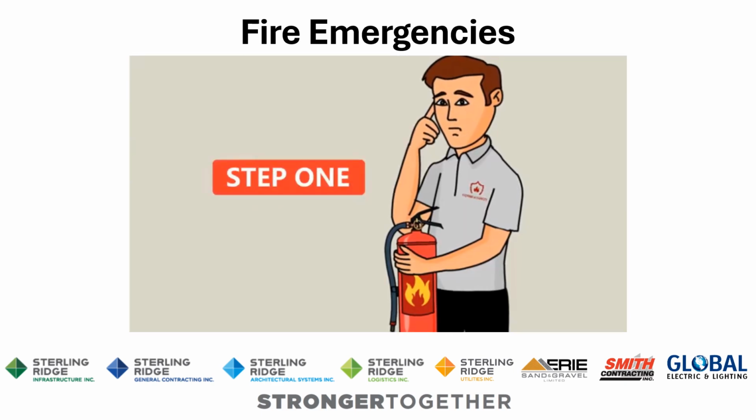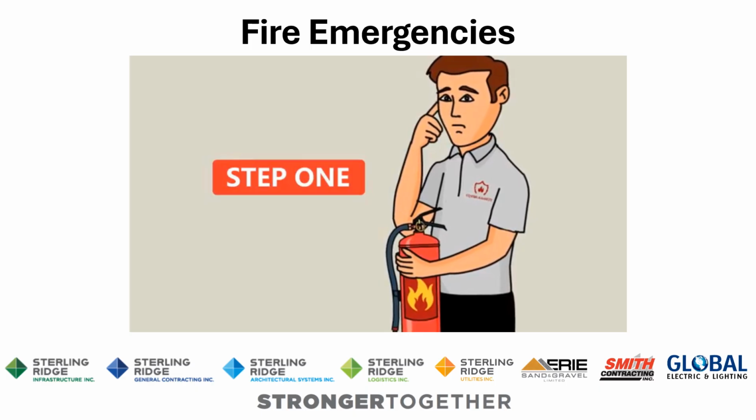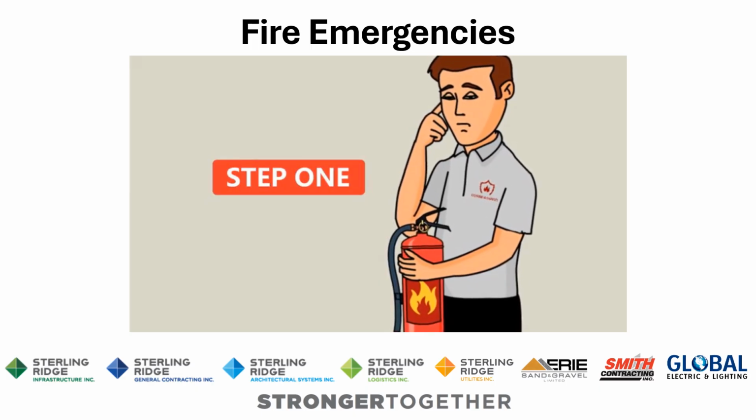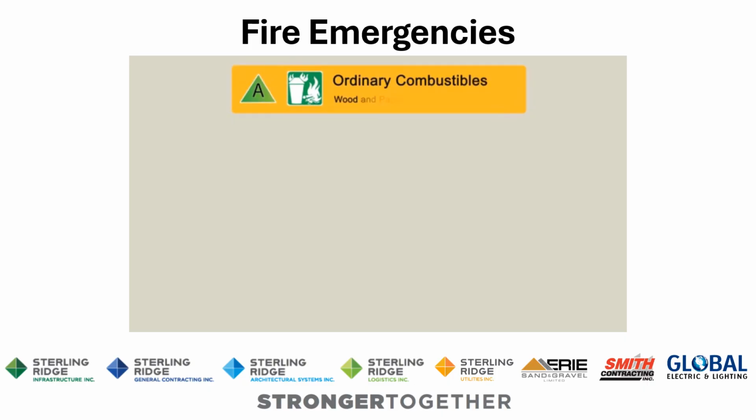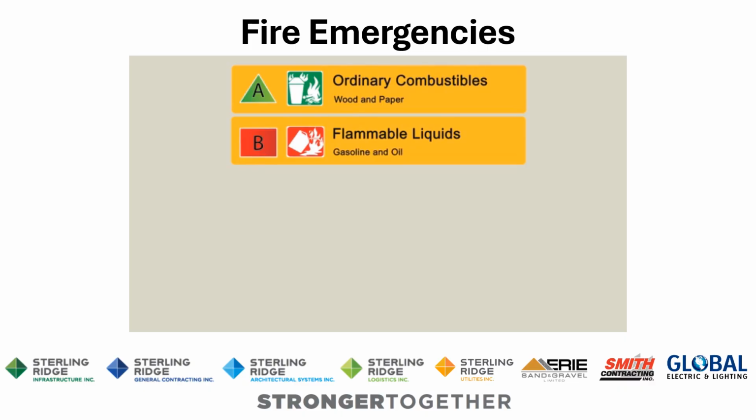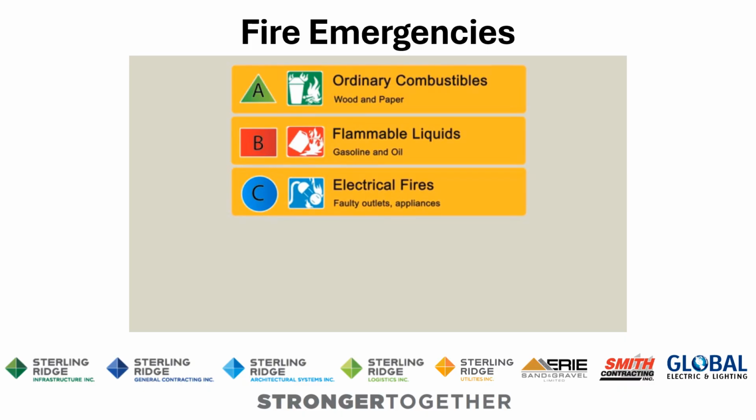Step 1. Check to make sure the fire extinguisher you have on hand is the correct type of extinguisher to extinguish the type of fire. Type A is used for ordinary combustibles such as wood and paper. Type B extinguishers are used on flammable liquids like gasoline and oil. Type C is for electrical fire, so they can be used on faulty outlets and appliances.